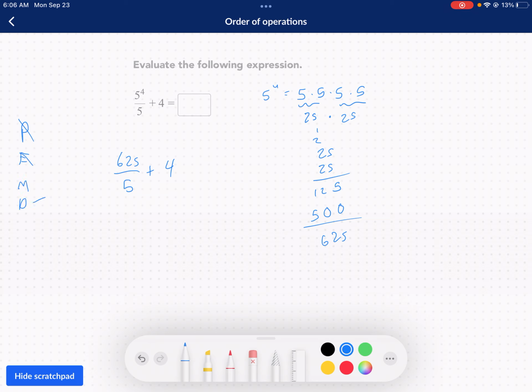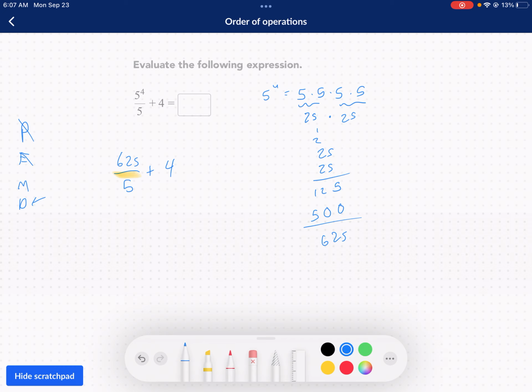Yes, we have division. That's what this little fraction is right there. Now, I know that's probably a little tricky that you have 625 divided by 5. Again, it's doable, but I get that you may need to use a calculator on this. So you can do 625 divided by 5. You're going to get 125.